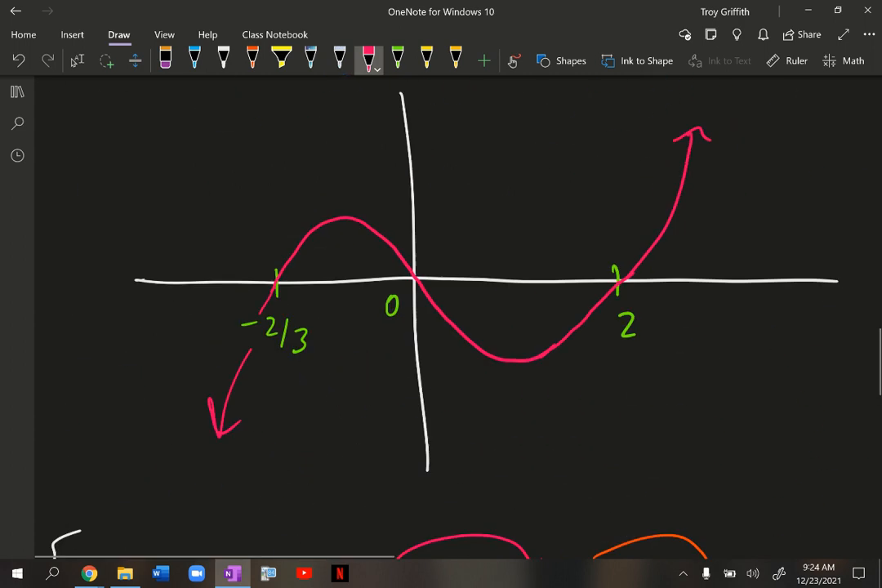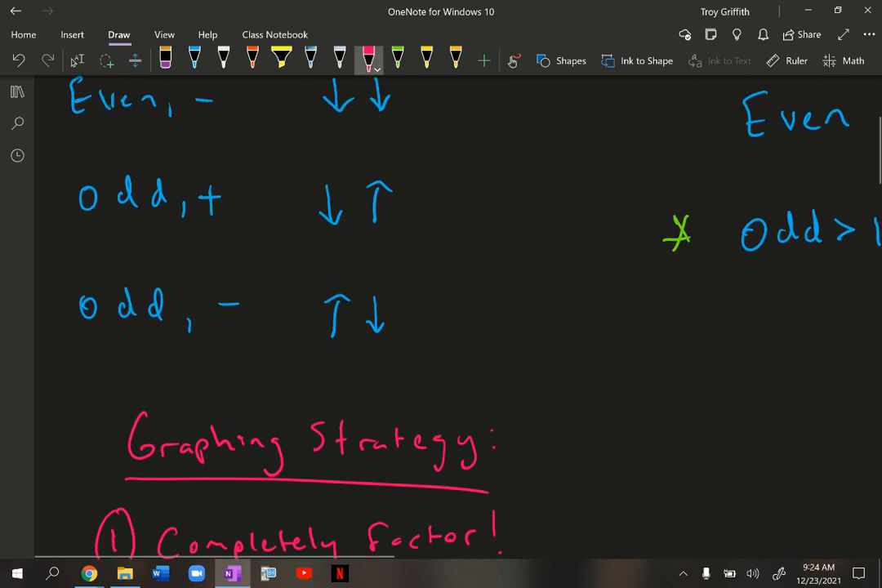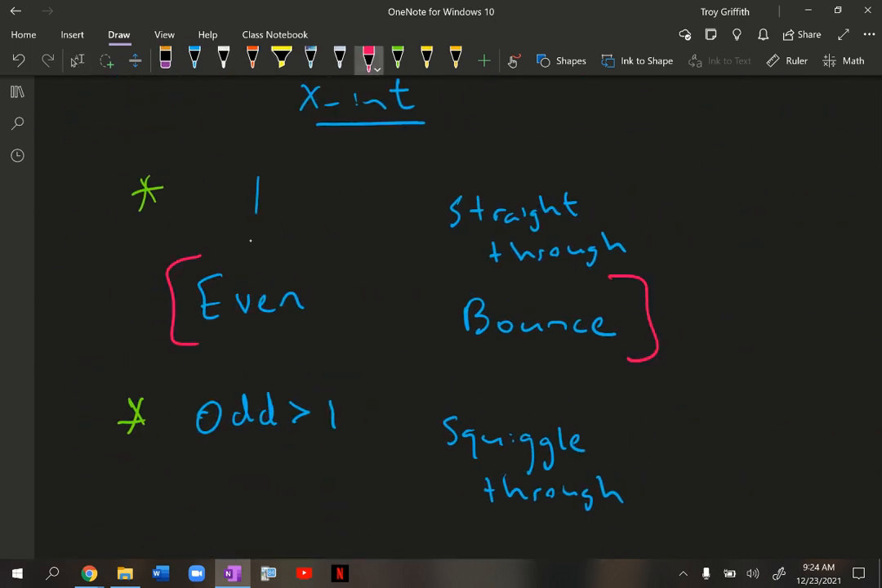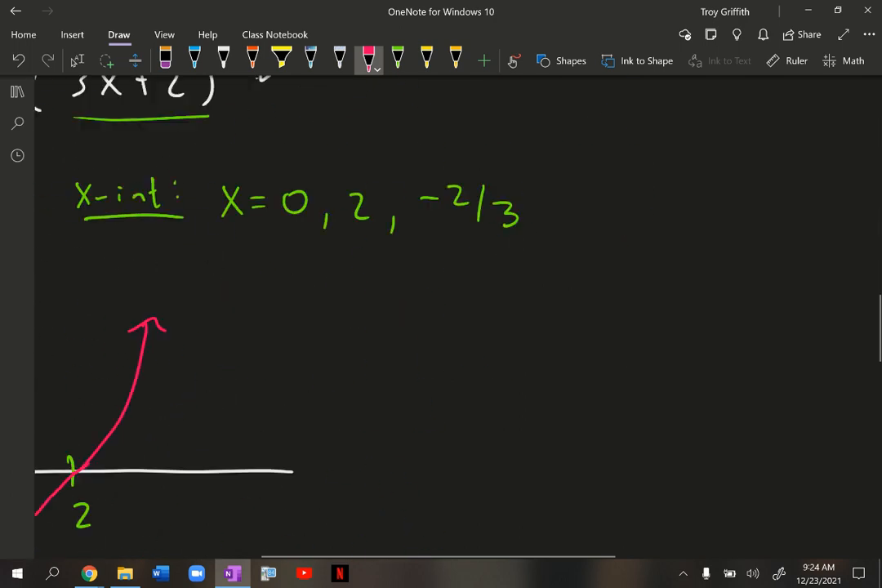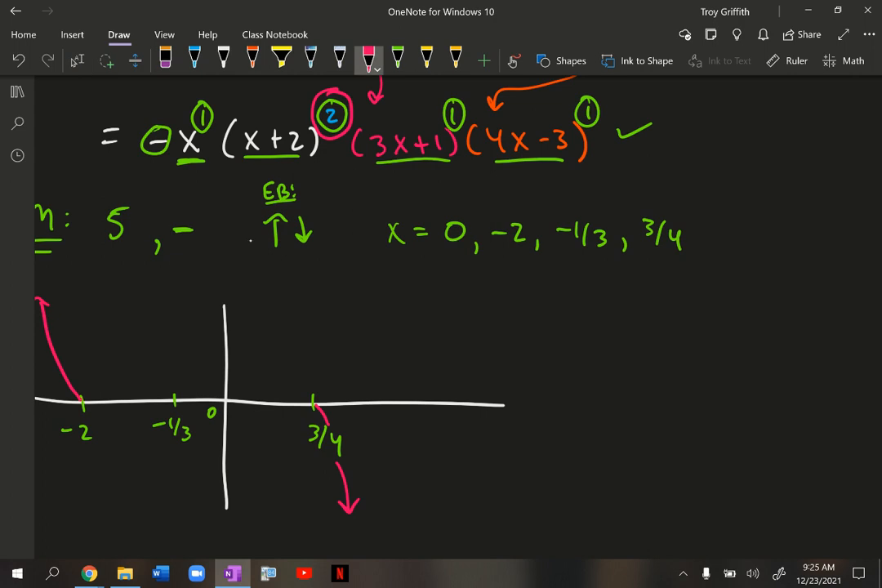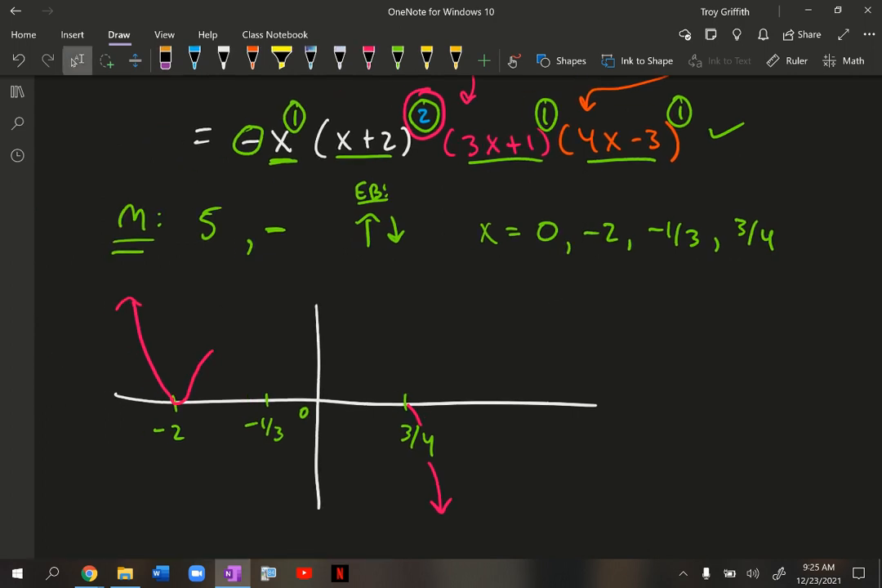And remember, if you go back to our chart at the beginning here, if an x-intercept has a multiplicity that is even, we are going to bounce, which we did not see on the last example. But if we bounce, that means we're going to touch the x-intercept and go back in the same direction that we came from without crossing through the x-axis. So I bounce right there.